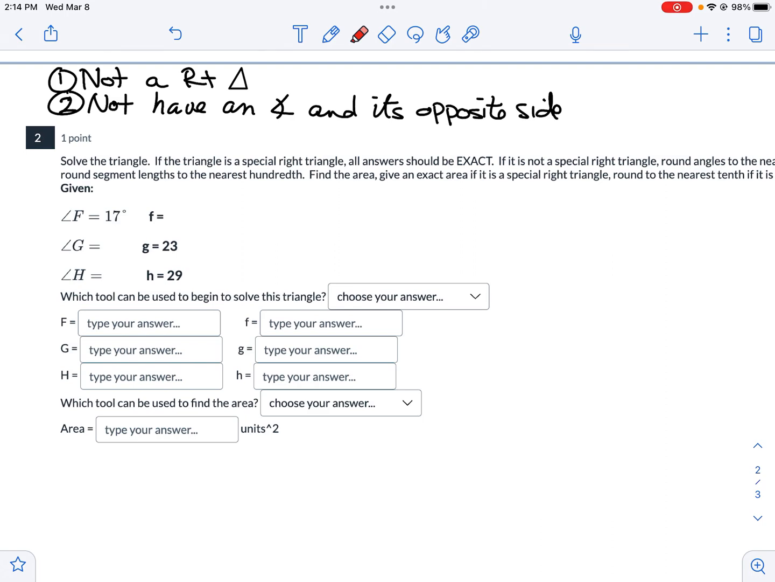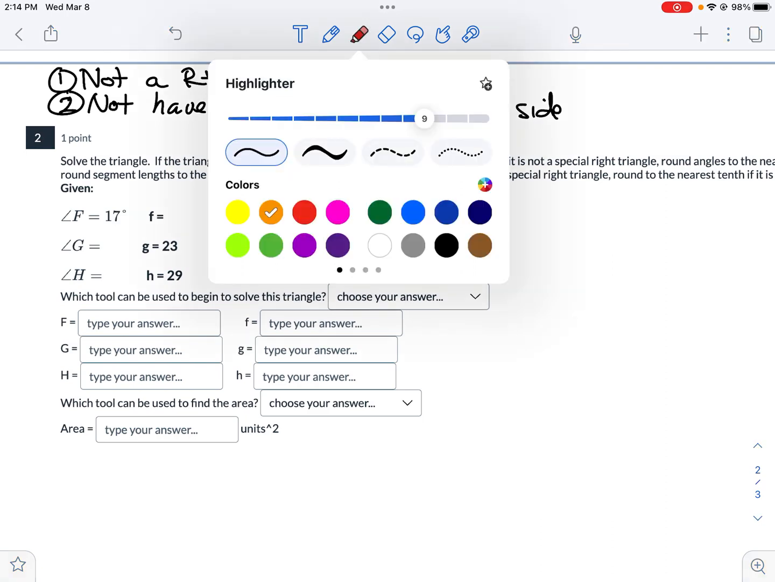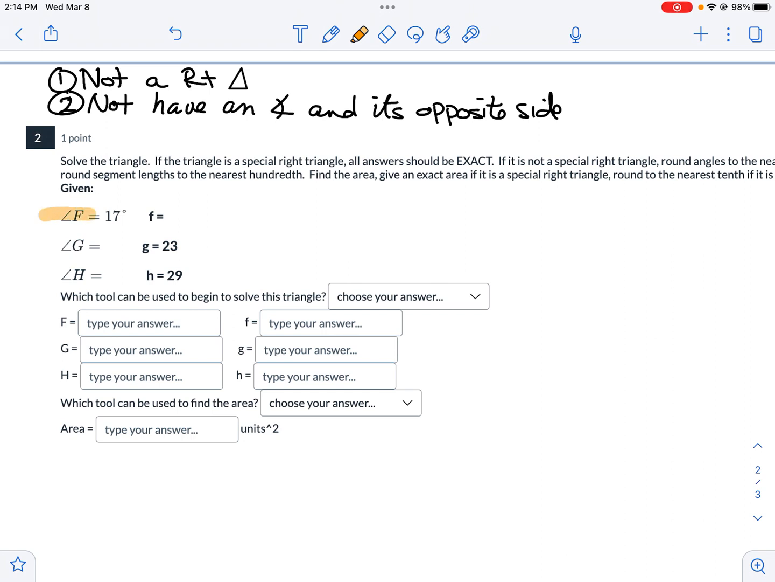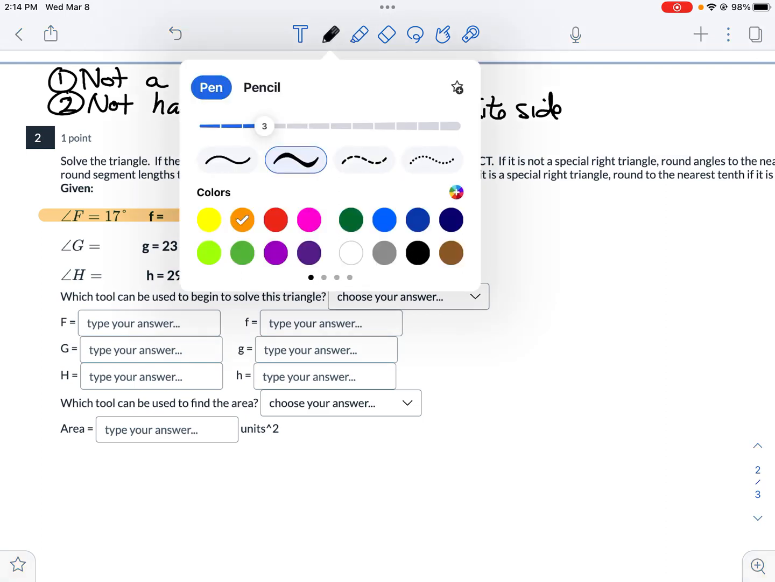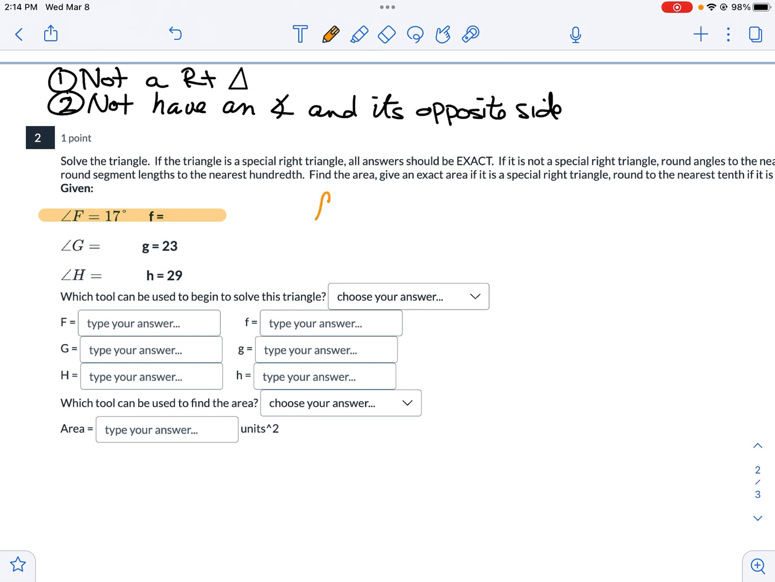So I'm going to use law of cosines. And when I use law of cosines, the very first thing I need to find is F. Because I have the angle F, now I need segment F. So I am going to use the law of cosines that says F squared is equal to G squared plus H squared minus twice GH cosine of F. That is the law of cosines.